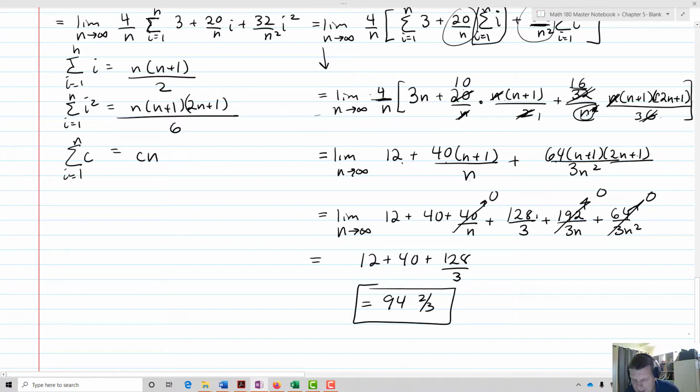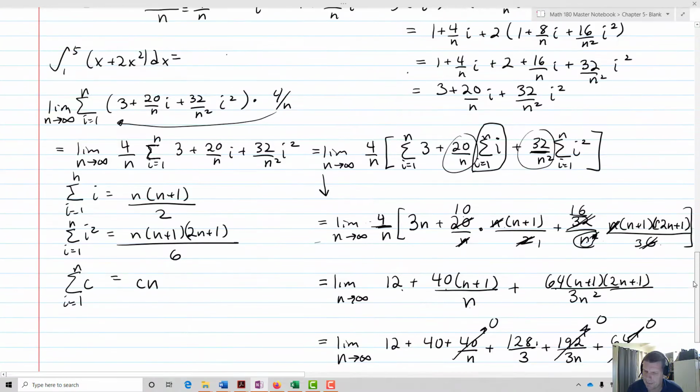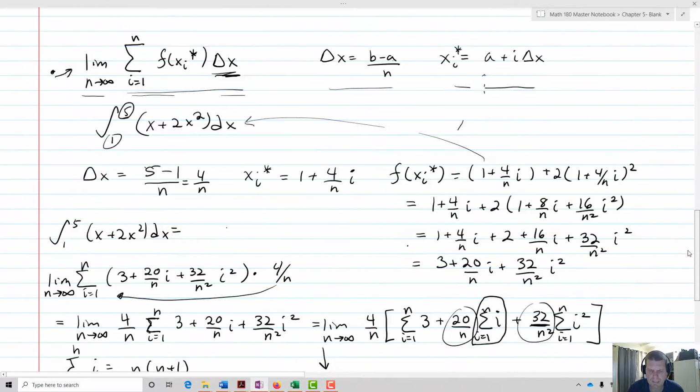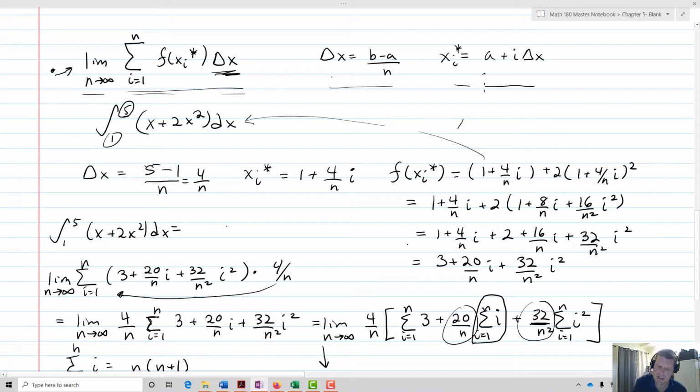So the process is involved, okay? It's pretty simple to set up the problem. The setup is basically you take these definitions of delta x equal to b minus a over n, and x i star is a plus i delta x. Then we transform this integral into the definition of the definite integral, which is this right here.